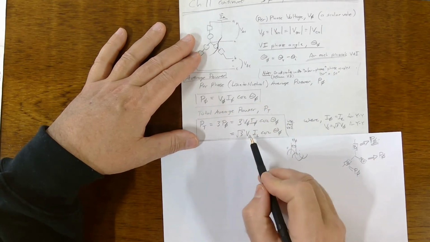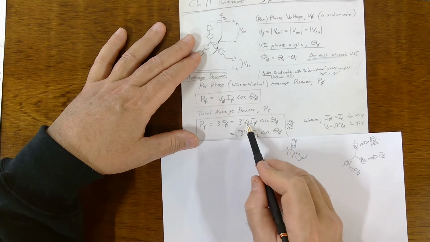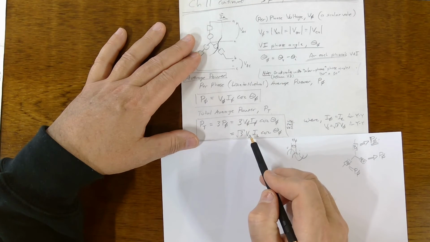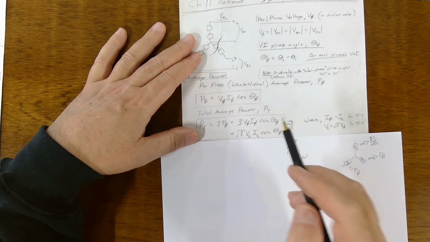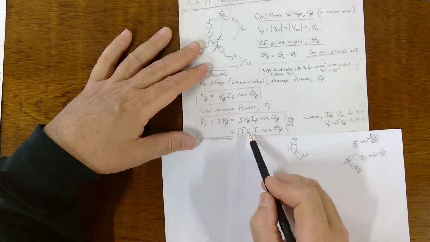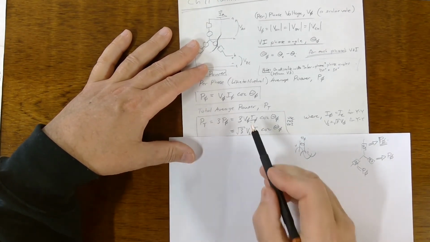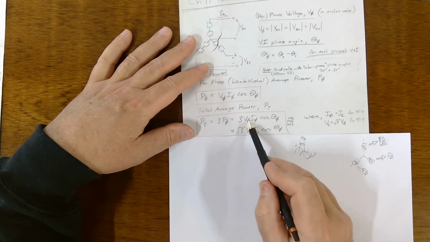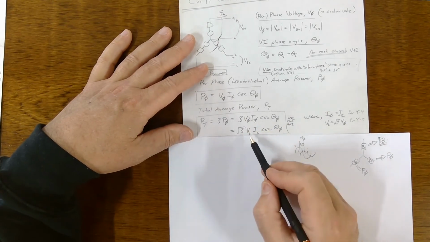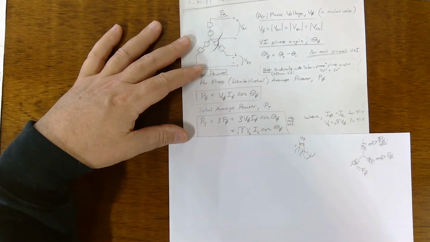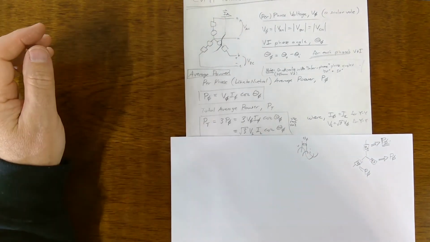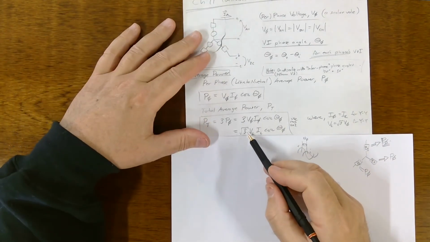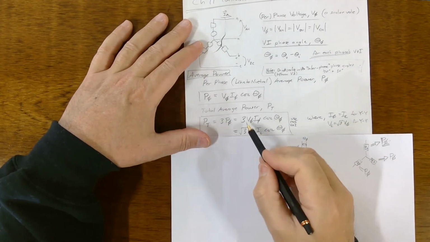Or you could use, instead of V phi, you could use root 3 V phi because this differs by the magnitude between these three is root 3. Seems like there's a 3 missing in there. Yeah, it seems like there's a 3 missing to me, but there isn't.